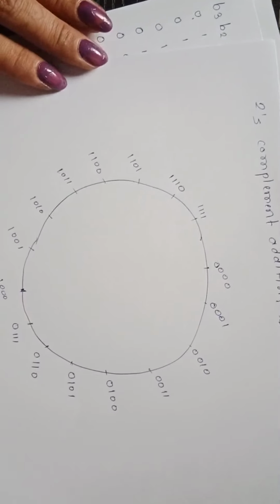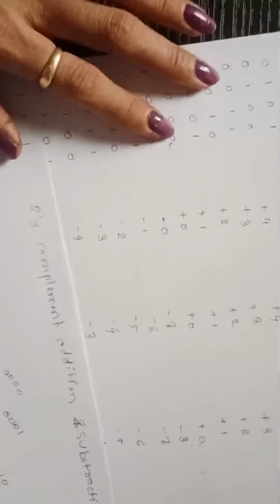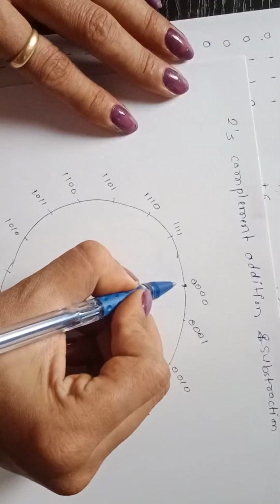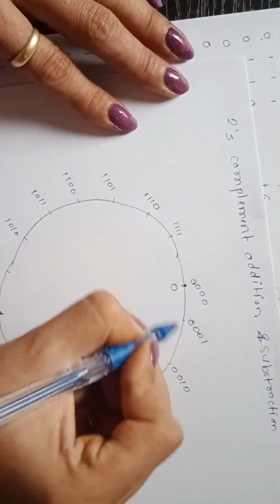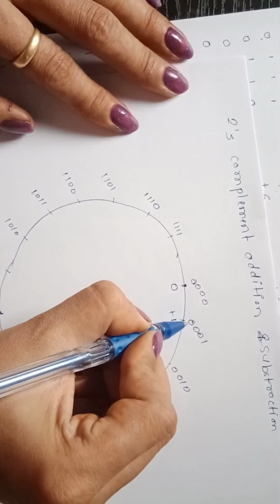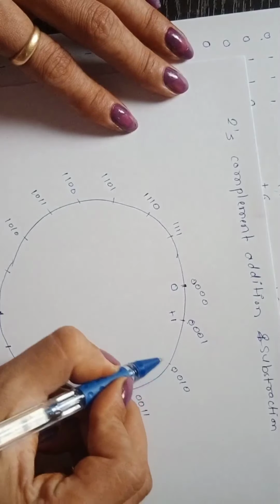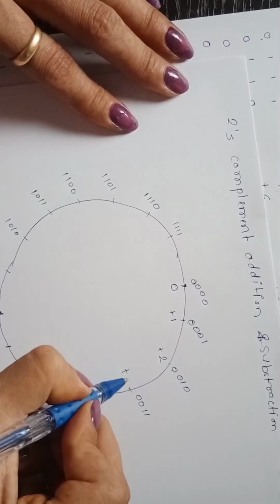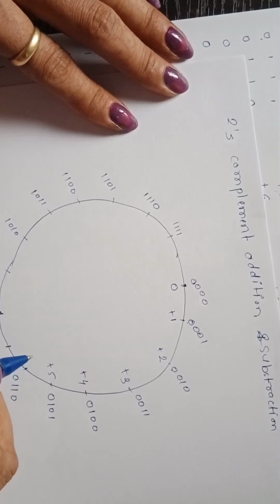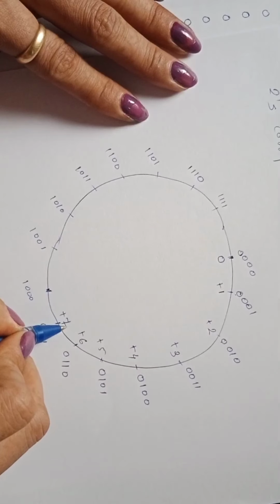2's complement addition and subtraction. Now this is a similar representation to this table, but it is given in a circular form in your syllabus. So what is 0 0 0? It is 0. What is 0 0 1? It is plus 1 because the leftmost bit is 0. Now 0 1 0 means 2, but the leftmost bit is 0, so it is plus 2, plus 3, plus 4, plus 5, plus 6, plus 7.